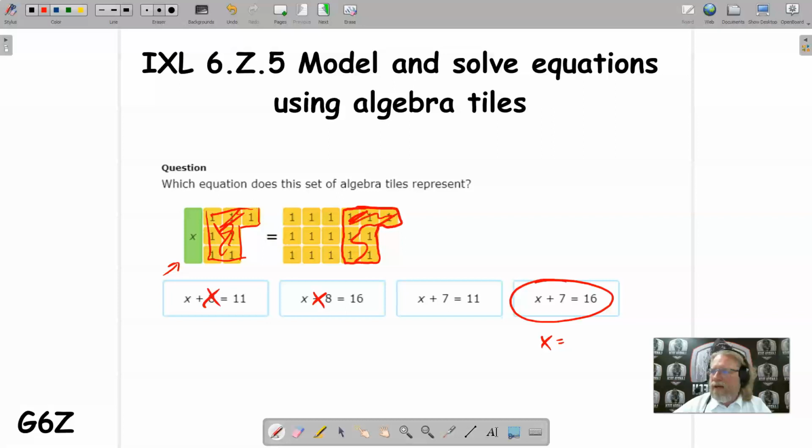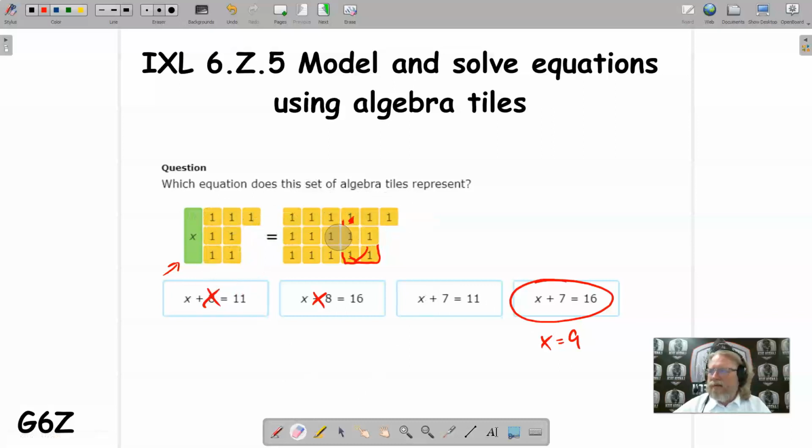And we take those away. That leaves us with, well, 3 by 3. It's going to be 9. So X equals 9.